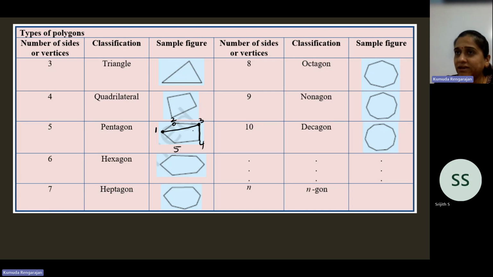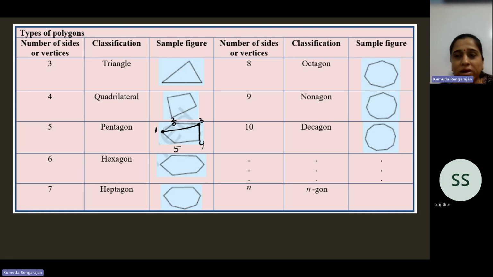Altitudes will form from the vertex and it will go perpendicular to the opposite side. Altitude is not joining two vertices. Altitude is not from one vertex to another vertex. Altitude is a line segment from the vertex perpendicular to the opposite side. So from this vertex, perpendicular to the opposite side is altitude. It should make 90 degrees with the opposite side. Okay.